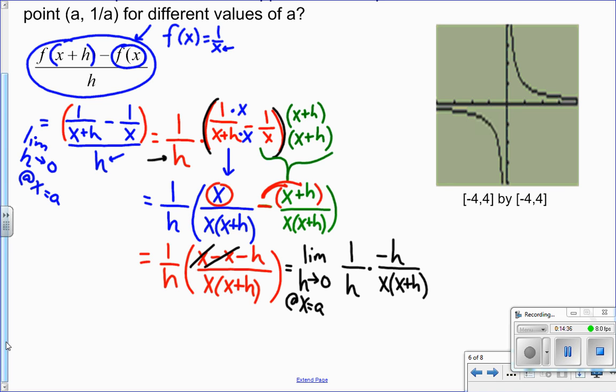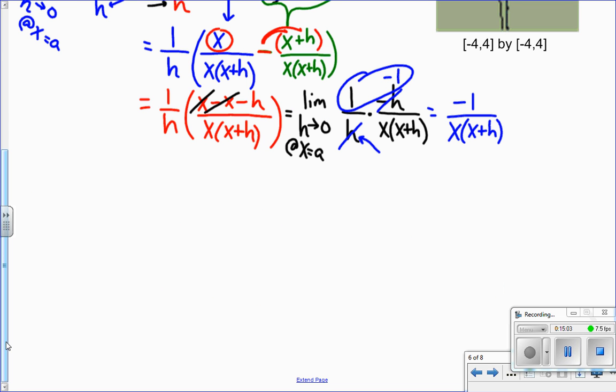Now something nice happens here. This cancels with this, and I have a negative 1 up here. When I multiply them, 1 times negative 1 is negative 1 over x times x plus h. Now I can throw a 0 in there. This right here won't hurt me because it's gone. I can throw a 0 in for h, and the letter a in for x.